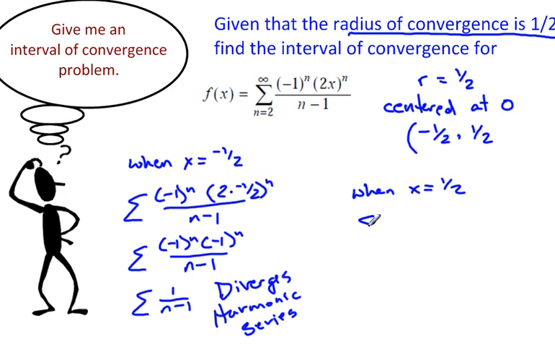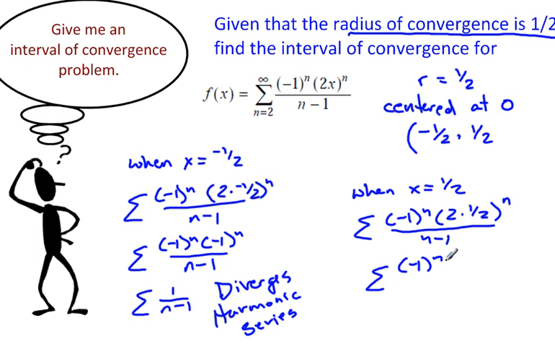So when x equals 1/2, I'm going to have the sum -1 to the n, 2 times 1/2 to the n, all over n minus 1. And in this one, I'm going to have -1 to the n times 1 to the n, all over n minus 1. Well, 1 to the n is just 1, so that's really not even there. And oh, look. Well, if this is a harmonic series, this is my alternating harmonic series, and that converges.